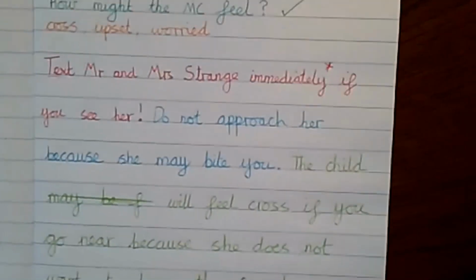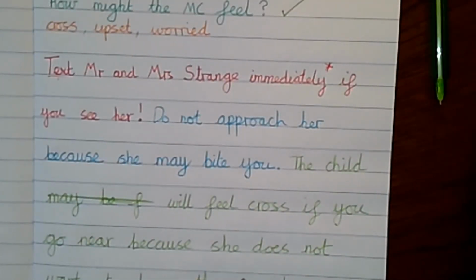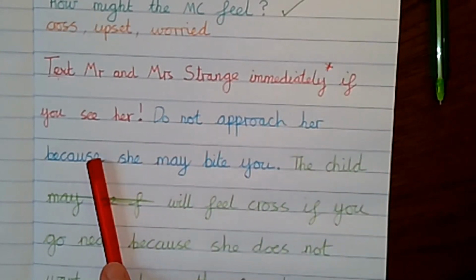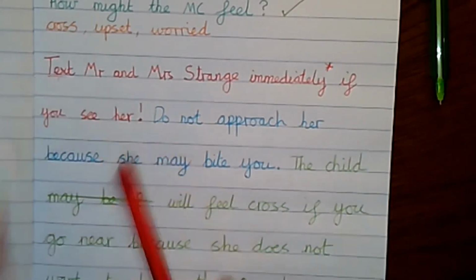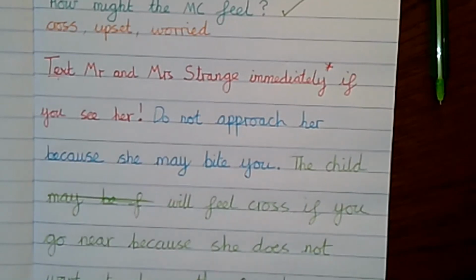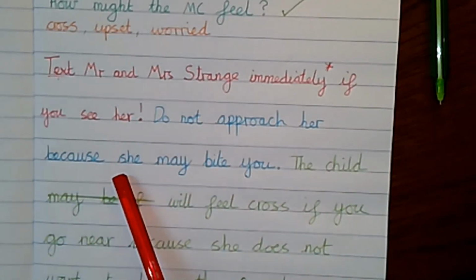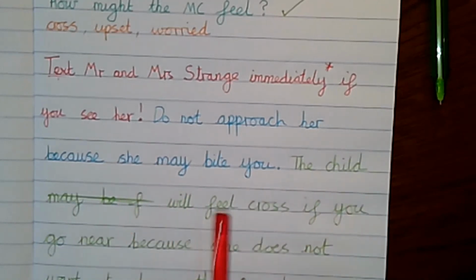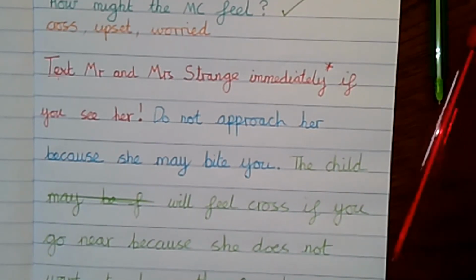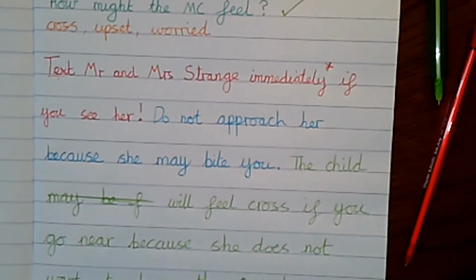I've written that. Have I now finished the whole thing? Always read through your work. Make sure you're happy with it, okay? So, text Mr. and Mrs. Strange immediately if you see her. I like that. I've used a command as well, and that's my goal today. Do not approach her because she may bite you. Again, I've used a command. The child will feel cross if you go near because she does not want to leave the forest. There we are. And I've finished that section.